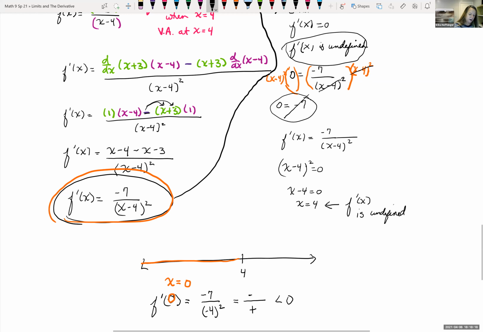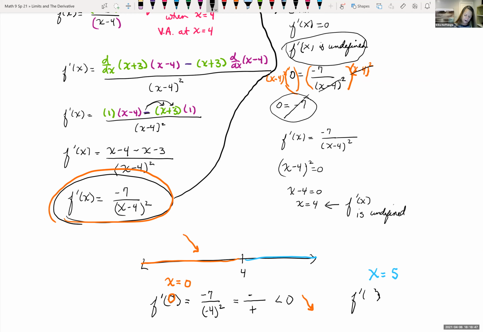So that tells me that the graph on the left-hand side of x equals 4, which was a vertical asymptote, is decreasing. It's going downwards, left to right. So now choose a value on the right of x equals 4. So any number to the right of x equals 4. So how about 5? Plug it into the derivative to see if it's positive or negative. So we're looking at f prime of 5.